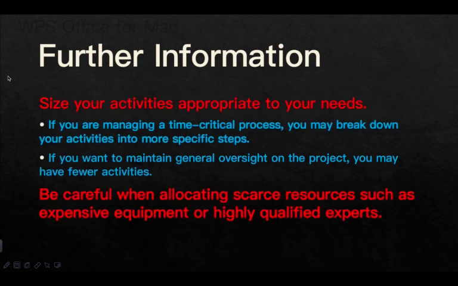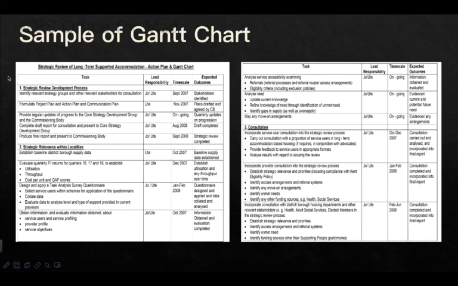Size your activities appropriately to your needs. If you are managing a time-critical process, you may break down your activities into more specific steps. If you want to maintain general oversight of the project, you may have fewer activities. Be careful when allocating scarce resources such as expensive equipment or highly qualified experts. This is the sample of a Gantt chart.